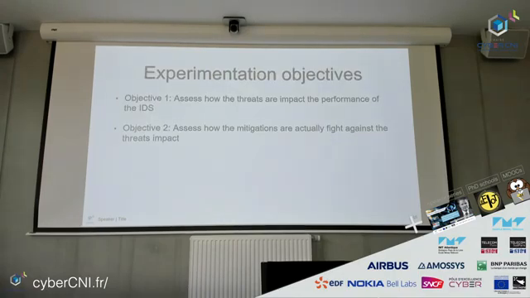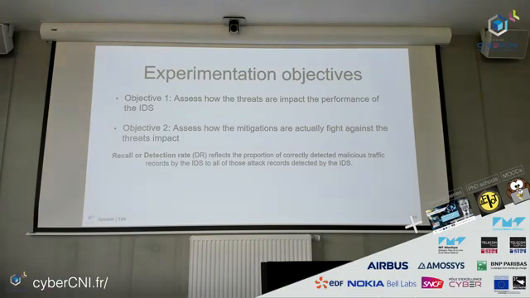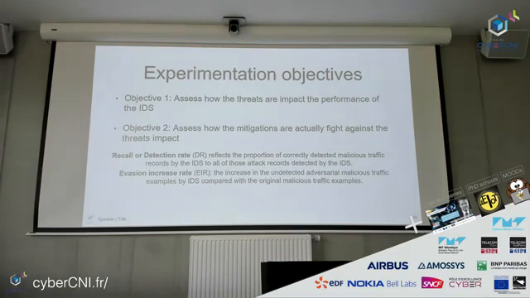And so, moving to the experiments, we did many experiments. The objective was to assess how the threats impact the performance of the IDS, and the second objective is to assess how the mitigations actually fight against the threat impact. But before that, to understand the experiments, we use three important metrics: the recall, usually called the detection rate in the security community, and the evasion increase rate, which is the increase in undetected adversarial malicious traffic examples by the IDS compared to the original malicious traffic examples.